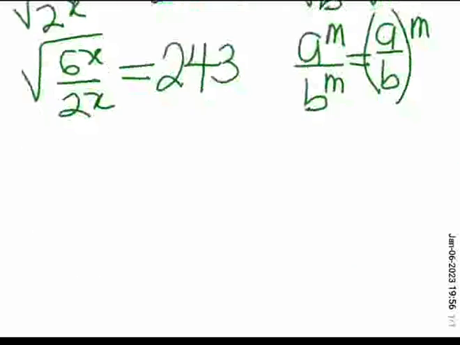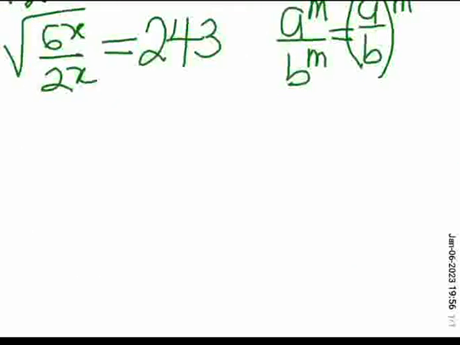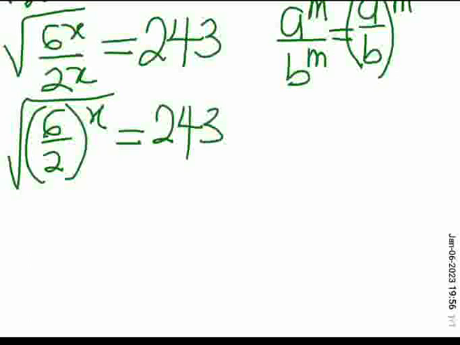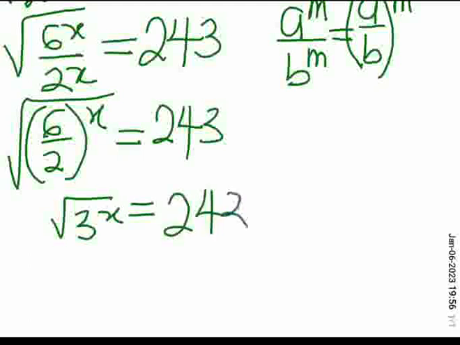So applying that to the question, we are going to have 6 over 2 all raised to power x, and the square root is still there. This equals 243. Dividing 6 by 2 will give 3. So square root of 3 raised to power x is now equal to 243.